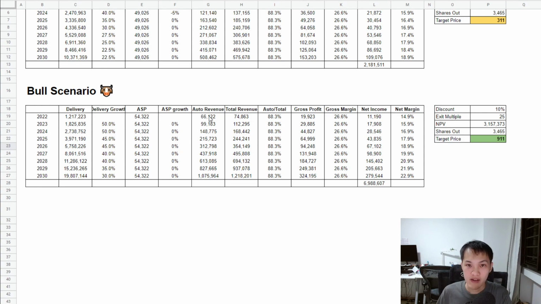So after revising the assumptions and becoming a bull now, we can see that the net income amount is much higher. And then if you apply the net present value calculations, you can see that the intrinsic value is about $3 trillion. Divided by the shares outstanding, we get a target price of about $911. So this price is about 4 times higher than the current traded price.